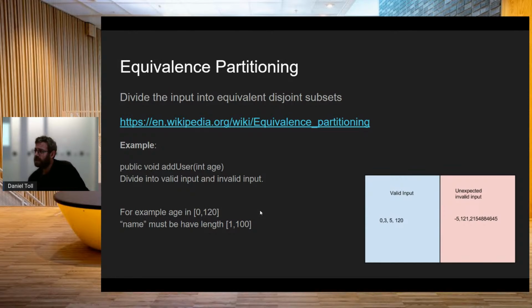If you divide your input into different partitions, they need to be disjoint. And disjoint means that one number, or one kind of input, or one input combination only exists in one of these partitions. And one strategy could be to select one test case from each partition.